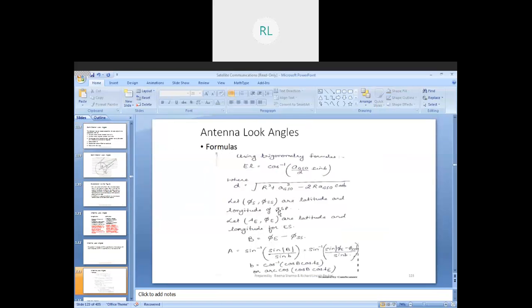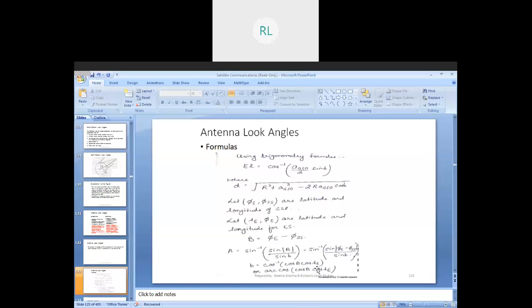Then we have A. These are all standard formulas. You will have to remember these formulas: angle of elevation, B, and A is equal to sine inverse. Once we find out these values, this value of B should be substituted here.